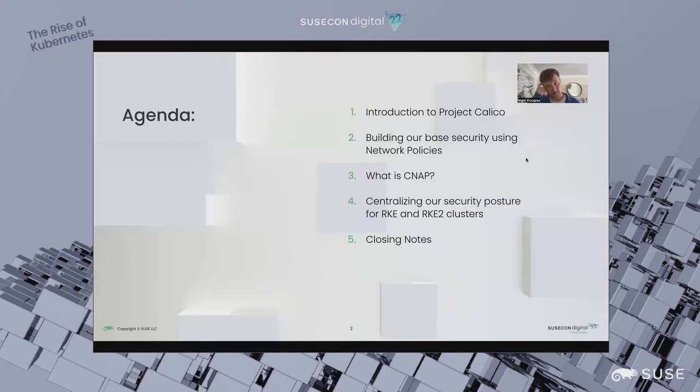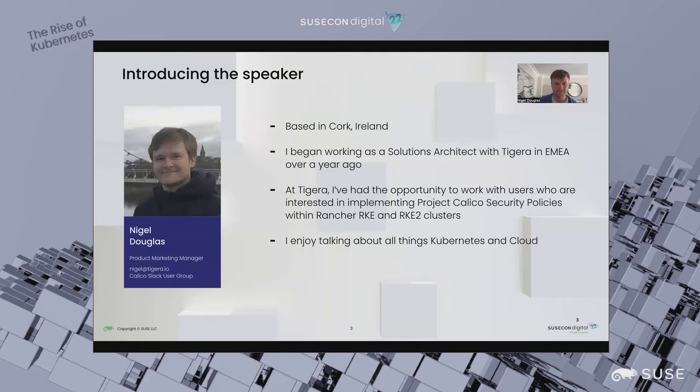So with that, I'll give an introduction as to what Project Calico is, how we built our base security using the open source project with its network policy capabilities. I'll cover what CNAP is, so container networking application protection, and then I'll provide a centralized security posture for those clusters using these CNAP capabilities. I'll provide some closing notes as well and additional resources regarding our topic.